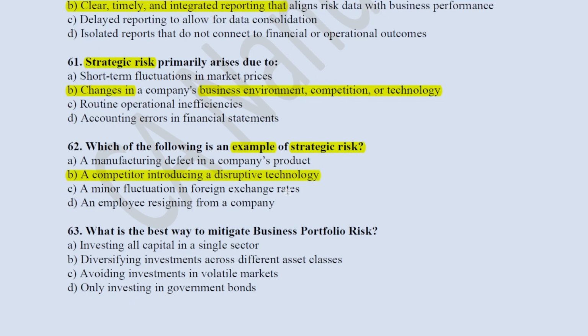What is the best way to mitigate business portfolio risk? Investing all capital in a single sector? Never, no. Diversifying investments across different asset classes, yes. Avoiding investment in volatile markets. Only investing in government bonds. No. So the answer should be B.